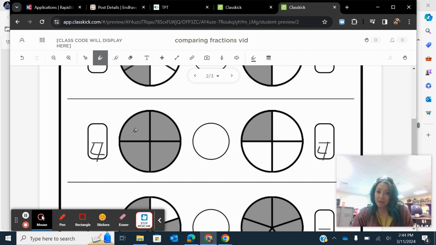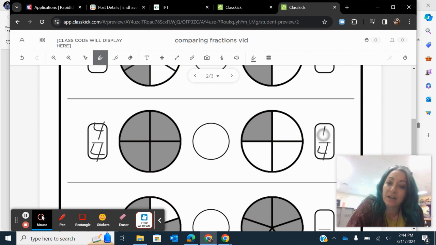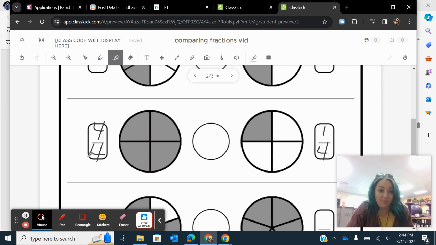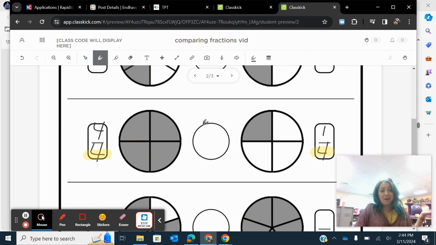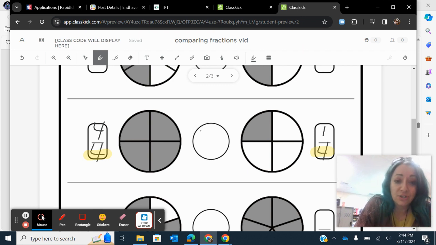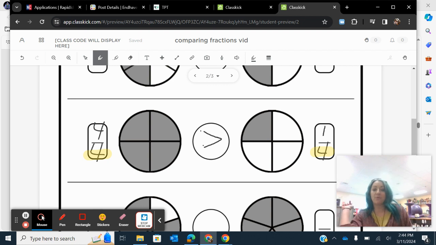Now, I can clearly see that this one has more shaded in, but let me see exactly how many. 1, 2, 3, 4. 4 out of 4. Oh, yeah, that makes sense because 4 out of 4 is equal to 1 whole. And this has only 1 out of 4 shaded in. So just like I did before, same denominator. Let me just compare the numerators. Which numerator is greater, 4 or 1? 4 is greater. So 2 dots here, 1 dot there, connect the dots. 4/4 is greater than 1/4.